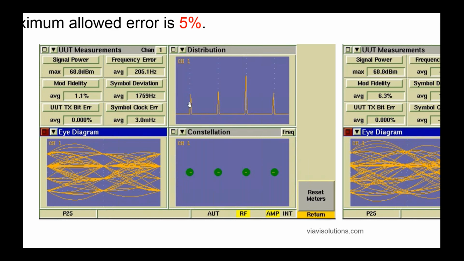I can see on the distribution plot that the signals are fairly clean or narrow lines. On a constellation plot, it's kind of a small dot that's landing within the target areas. And on the eye diagram, I see there's a tight intersection point on the center dotted line.